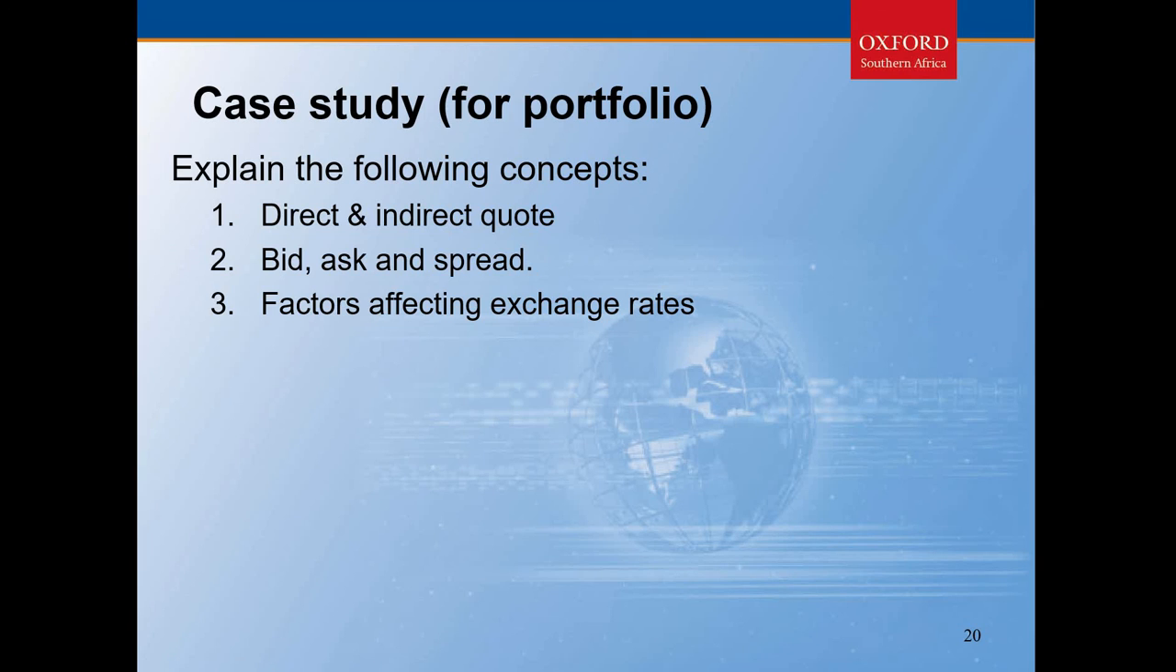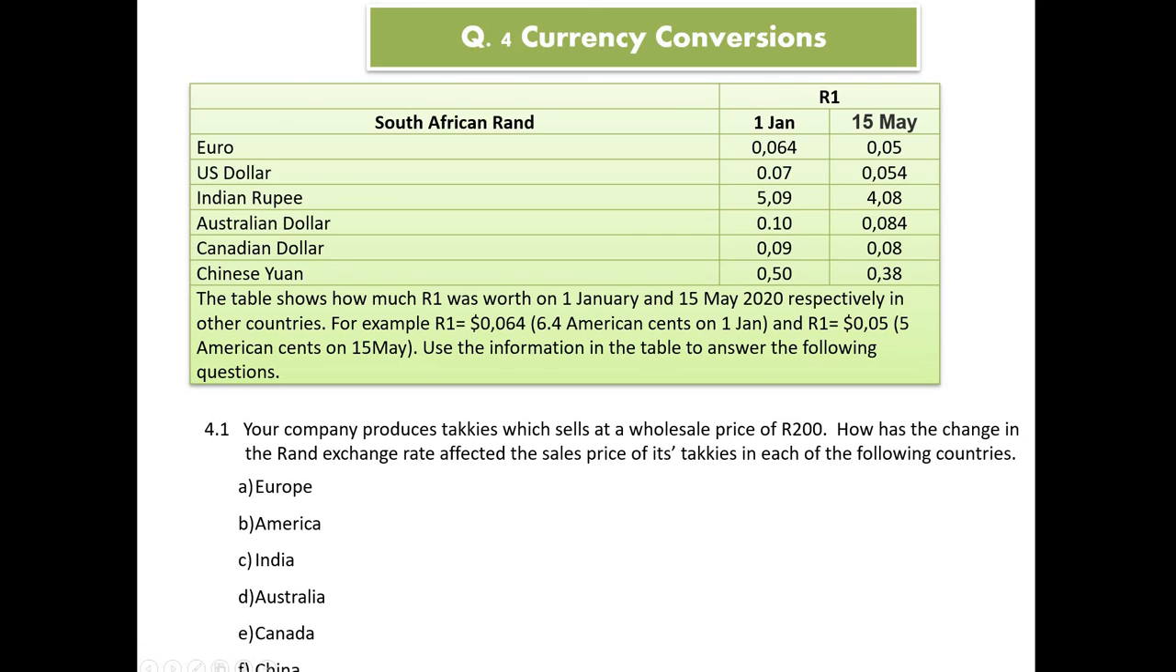Your exercise, guys, there's 4 questions. Explain the following concepts: direct and indirect quotes, bid, ask and spread, and then question 3, factors affecting exchange rates. Question 4 is a spreadsheet, guys, where I have laid out the South African rand's exchange rate against 6 other currencies as it was on the 1st of January 2020 and again on the 15th of May 2020.